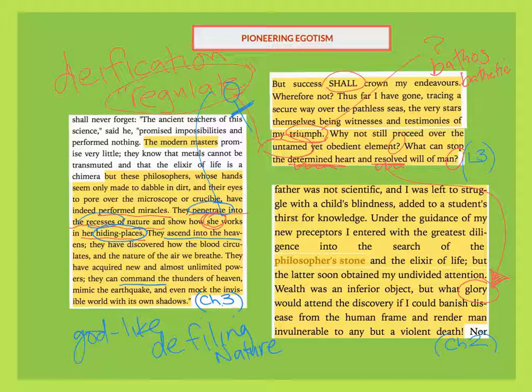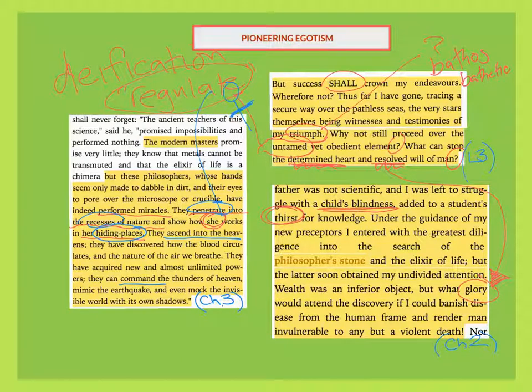Quick moment here from Victor in chapter 2, recalling the development of his interests in science. There's that language associated with children again, Shelley undermining him. I was left to struggle with a child's blindness. Just want to pick up there as well the reference towards thirst. On the previous slide I mentioned an appetite for knowledge, to satiate, to satisfy and extinguish an appetite. I'll show you a couple of feeding and drinking references.